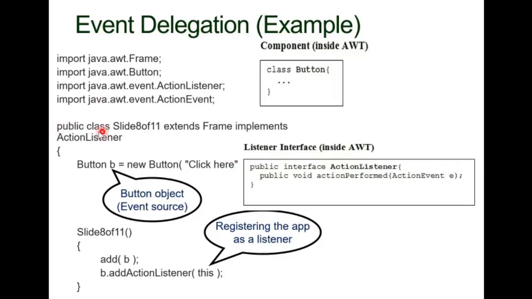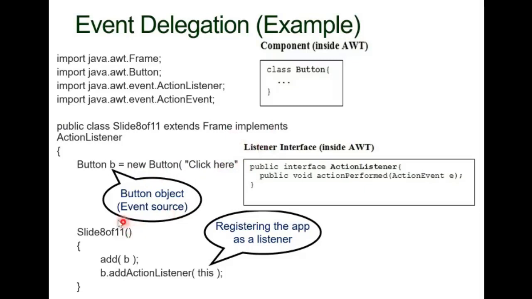Now look at the example. This is the public class, for example slide 8 of 11. We extend it from Frame, so the parent class here is Frame. Then we implement the ActionListener interface, which is why we use implements ActionListener. Then you see the Button class, we create the object, which is the event source. Then we create the button, which is what gets clicked here.